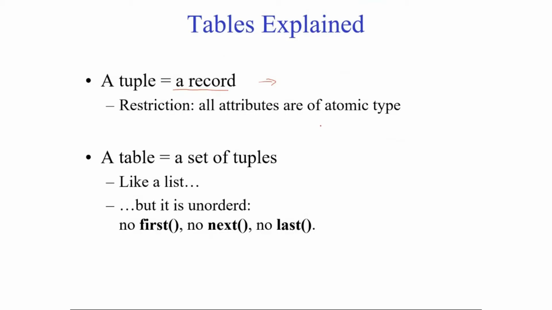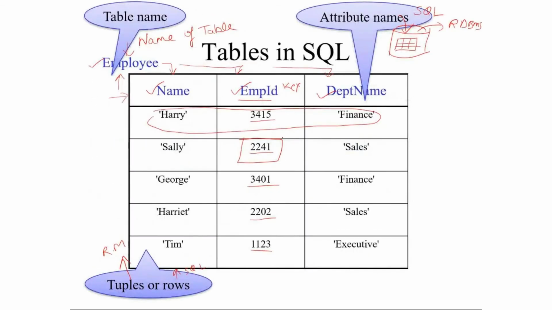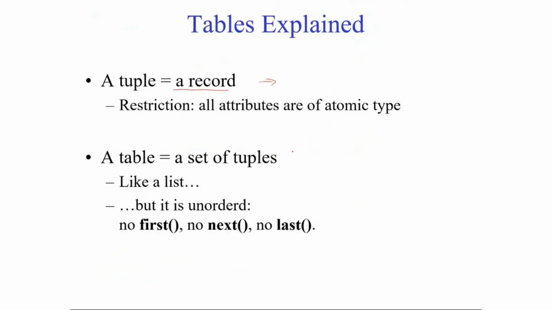So as I said, students, the cells here, you see the cells. These cells we cannot divide further. Okay, so 2241 cannot be divided into two parts, and the name can also not be divided, right? Then department name can also not be divided. So all of these individual cells are atomic in nature.